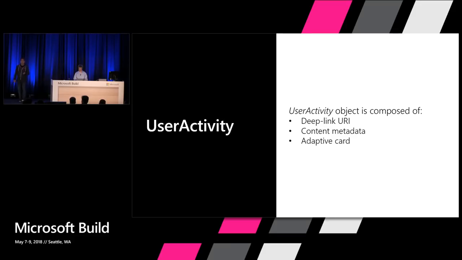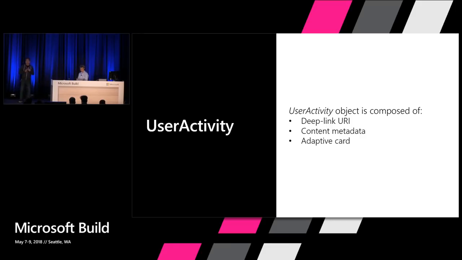A user activity is an object in the system that essentially conceptually represents an experience or an activity within an app that your user might engage in. It's composed of 3 elements, one being a deep link into an experience within your app, metadata that relates to content within the activity, and also an adaptive card. And the adaptive card is super important.